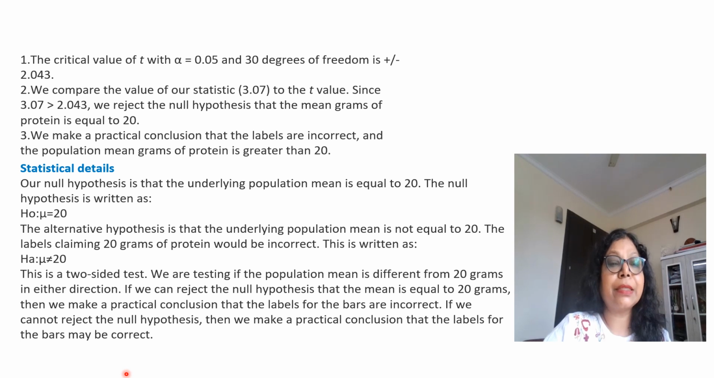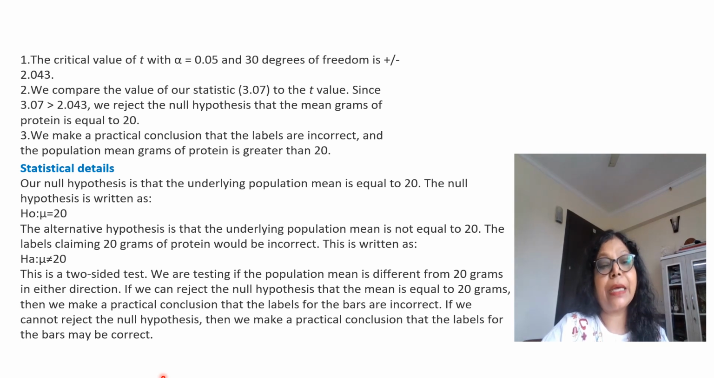Now let's see the statistical details which have been involved. As we have taken the energy bar data and a one sample t-test, we are using these statistical terms. Our null hypothesis is that the underlying population mean is equal to 20. So the null hypothesis is written as H0: mu equals 20. And the alternative hypothesis is that the underlying population mean is not equal to 20, so the labels claiming 20 grams of protein would be incorrect. This is written as HA: mu is not equal to 20.